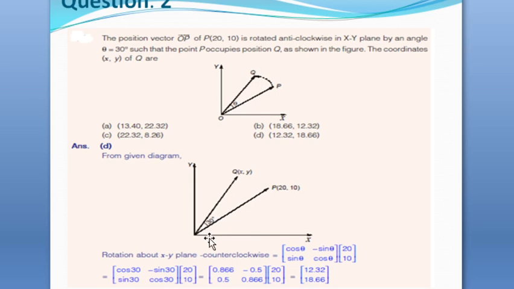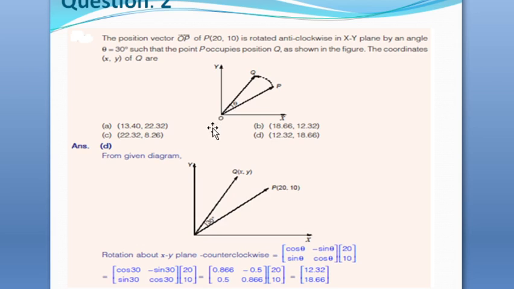With rotation angle 30 and initial point P, we can directly substitute the rotation matrix formula cos theta, minus sin theta, cos theta. The initial point is 20, 10. The pivot point is 0, 0. Therefore, we can directly substitute the formula here. We get 12.3, 18.66. Option B is the correct answer.